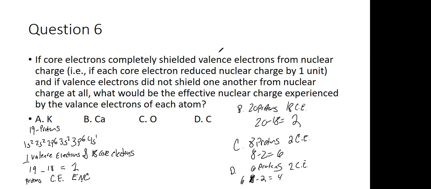Which, as pointed out, for neutral atoms, is actually just how many valence electrons you have. But you'll get different calculations when you start to work with ions and such.